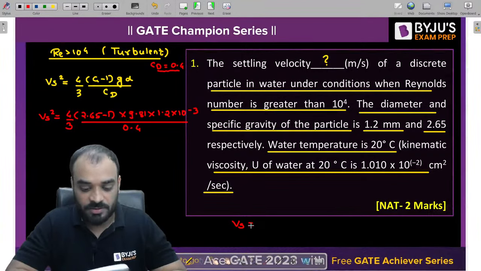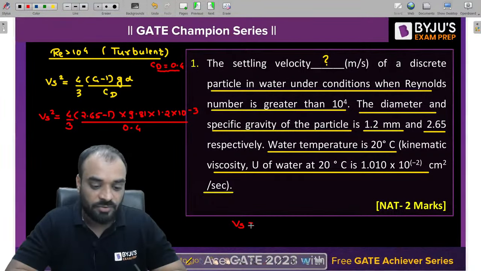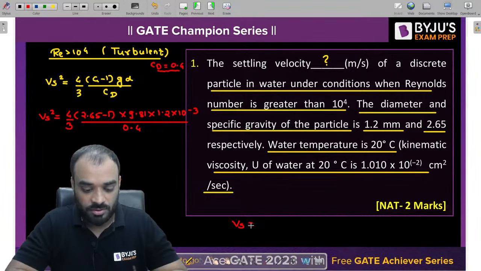(1.2) multiplied by 10 raised to power minus 3, and then we have to divide this value. Okay, how much are you getting guys? Please let me know the answer.